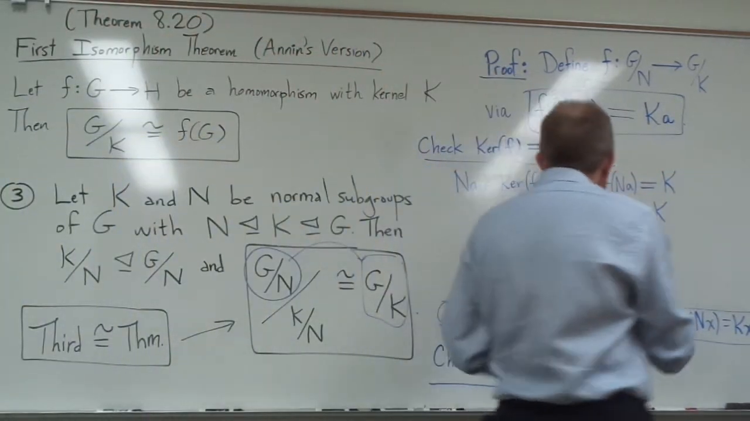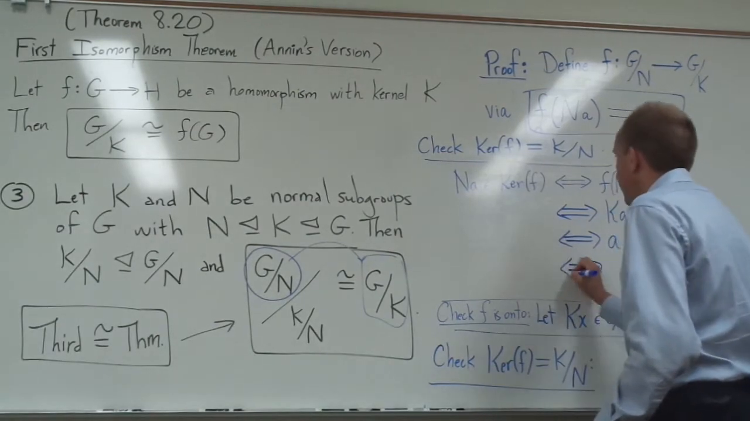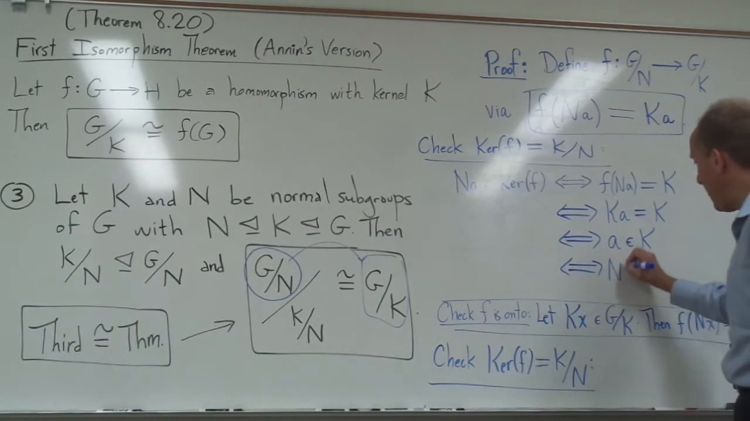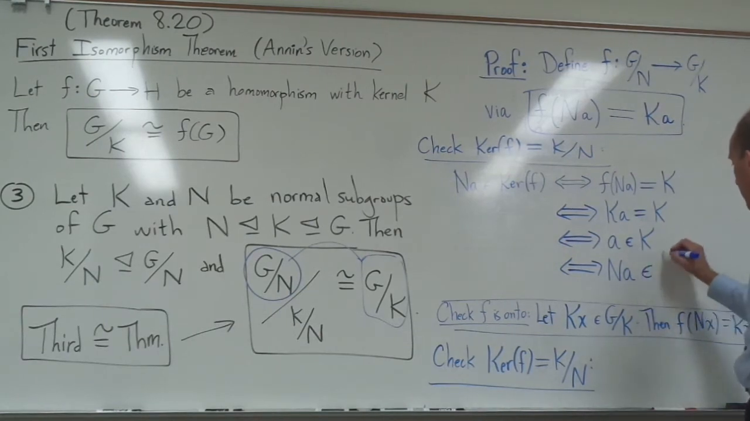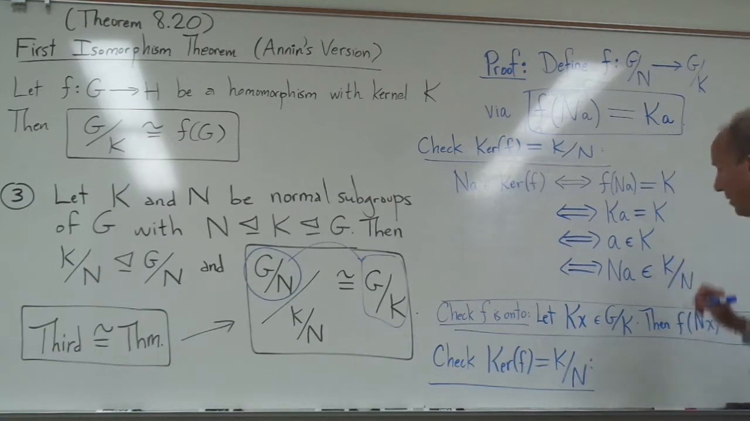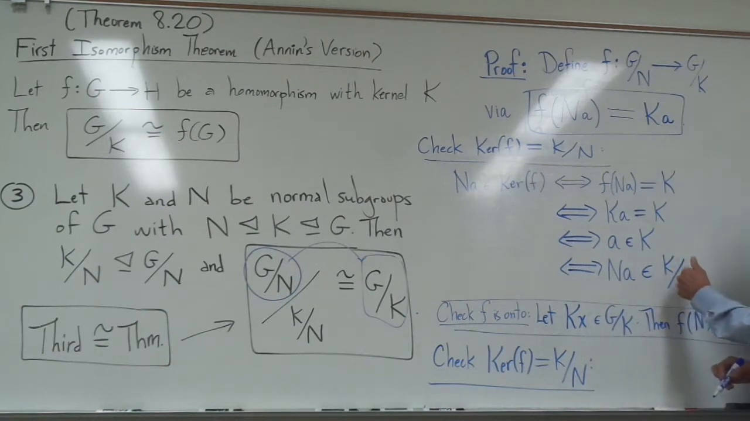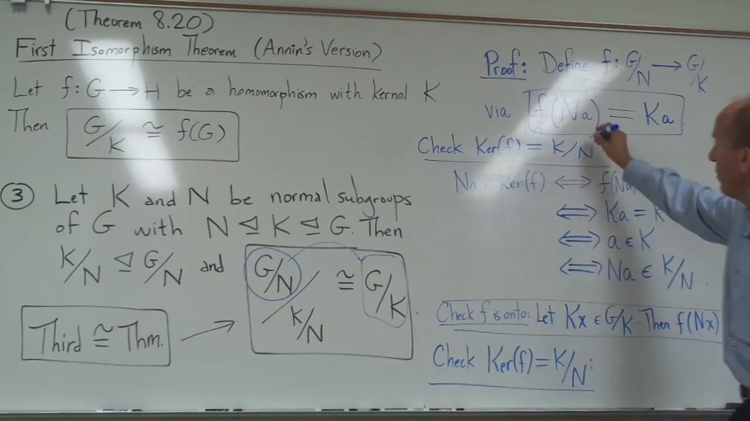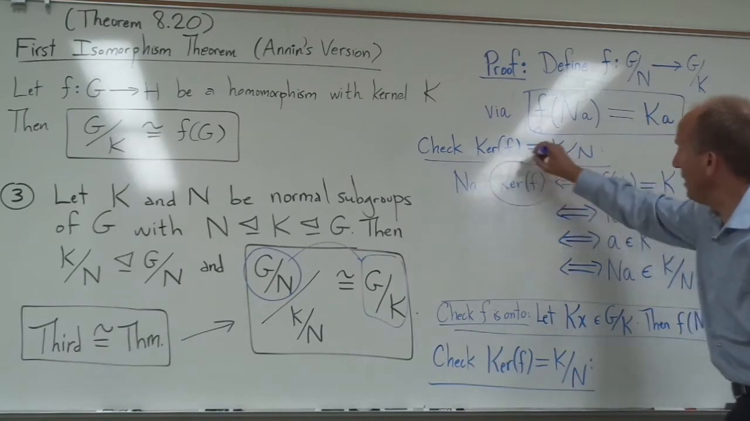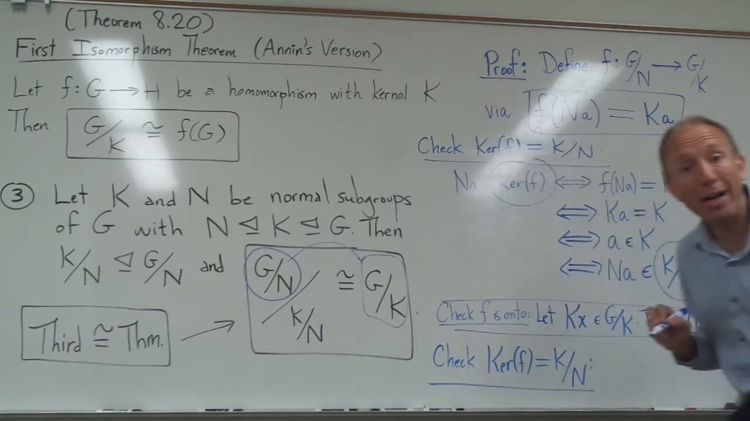So you might recall that. And if a is an element of K, then when I'm looking at Na, if I look at that whole coset, that is now actually in K mod N. So remember, what does K mod N look like? These are just cosets of N with representatives from K, and that's exactly what we have here. So because of this little chain of statements, we've verified that the kernel of f is the same as K mod N.